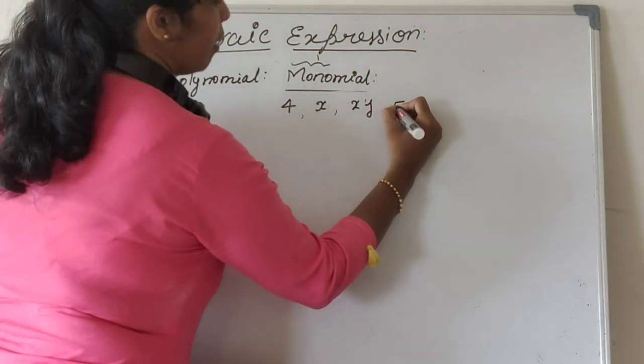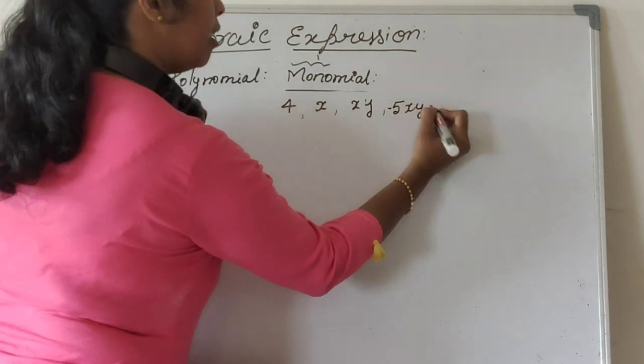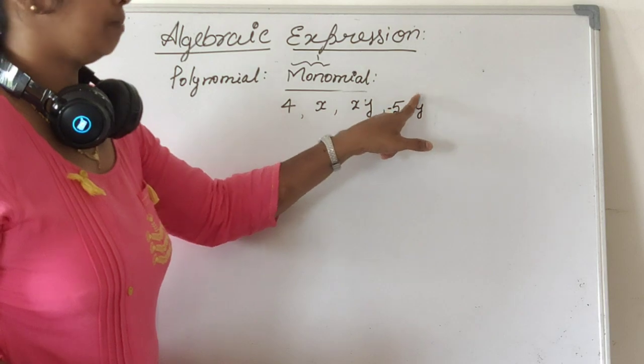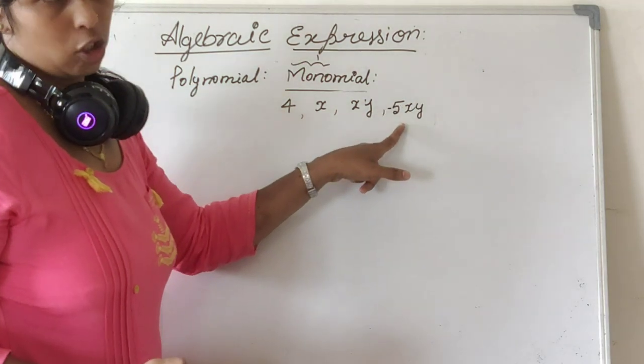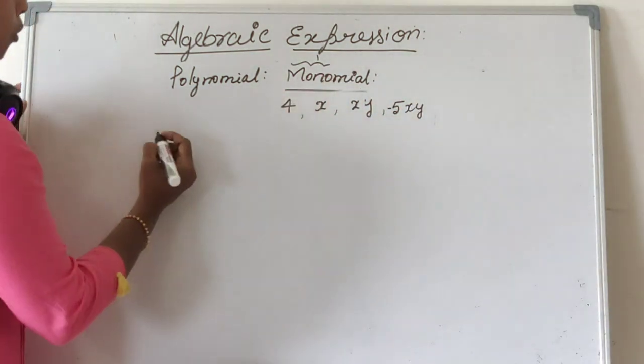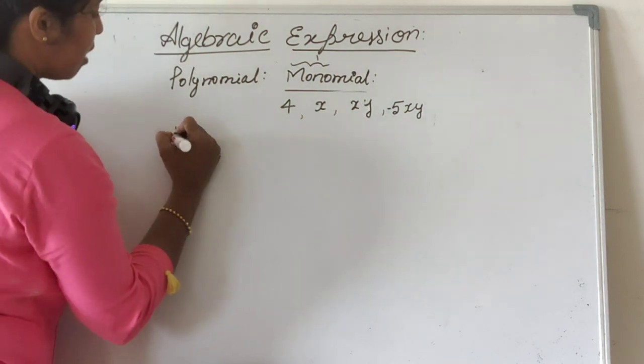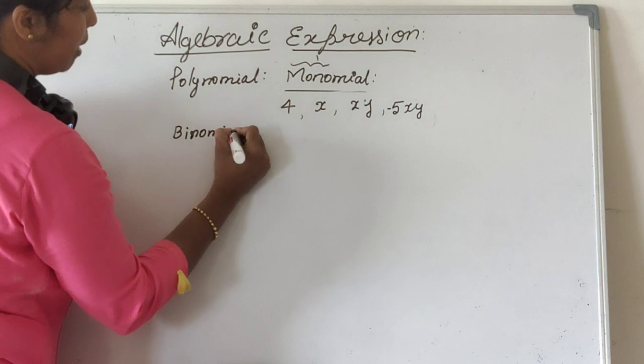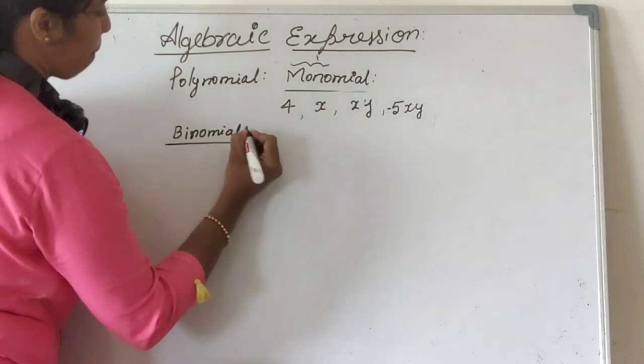5 minus 5xy. Yes, it is a monomial. The minus sign is here, not with the power. Understood? So this is an example for the monomial. Next coming is a binomial. Bi means two.